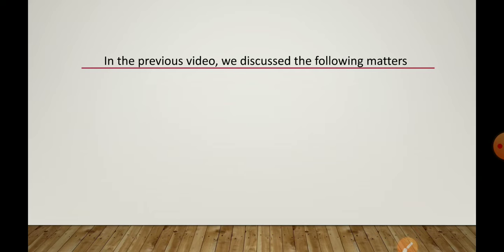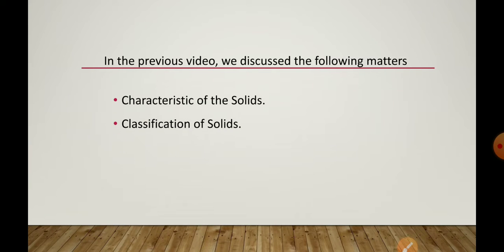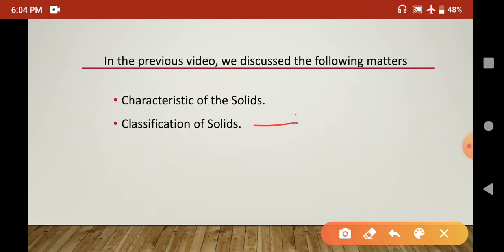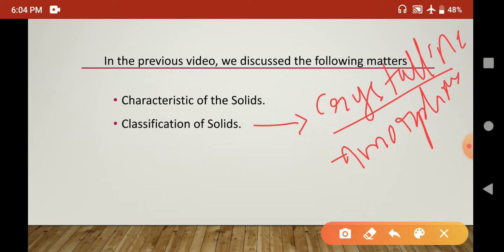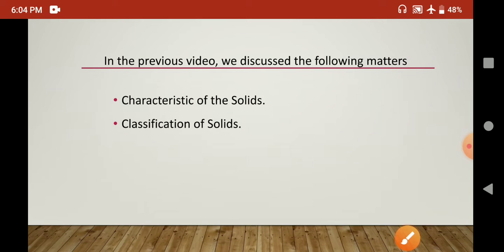In the previous video, we discussed the following matters, like characteristics of solids and classification of solids. Classification of solids is based on the arrangement of particles. These are classified into two types: one is crystalline solid and the next one is amorphous solid. In crystalline solids, particles are orderly arranged. In amorphous solids, particles are disorderly arranged, and we discussed their differences.